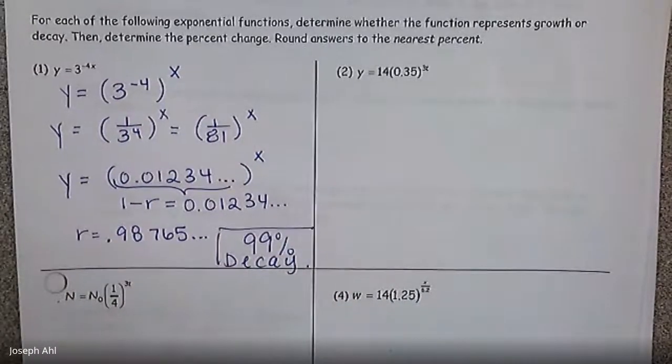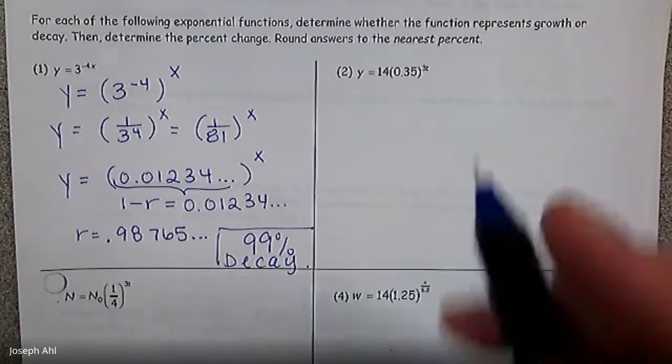Now, x could be time in weeks, months, years, days even, right? We're not sure exactly what the value of x is here, but we're just trying to figure out: is this a rate of growth? Is it a rate of decay as we plug in values for x? And it's a very large rate of decay.